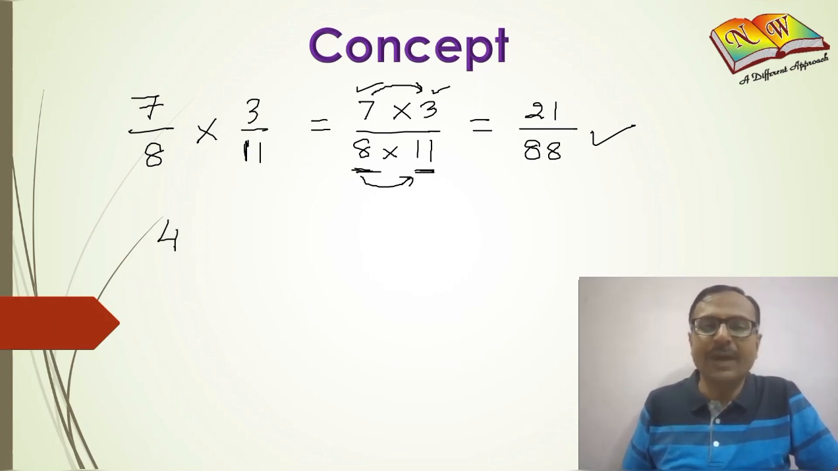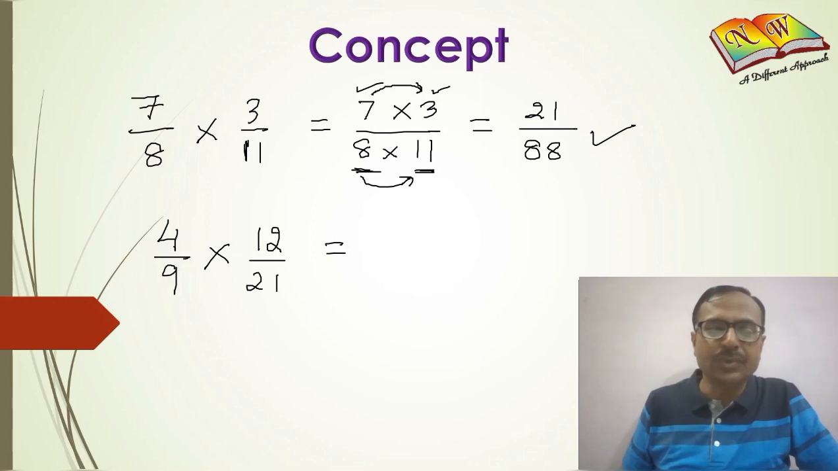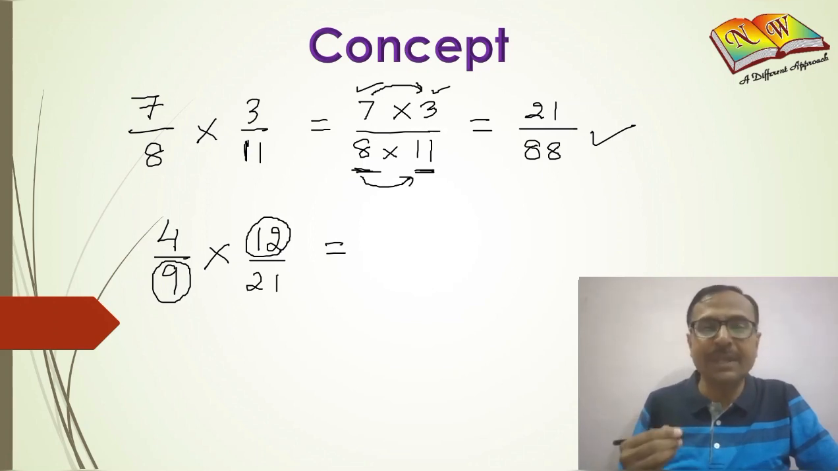Likewise, if you have a question like 4 upon 9 to be multiplied by 12 upon, say, let's take the example 21. Now here you can see that this 9 in the denominator and 12 in the numerator have a common factor 3 between them. And so we can cancel the common factor 3 by dividing 9 by 3, you will get 3, and dividing 12 by 3, you get 4.